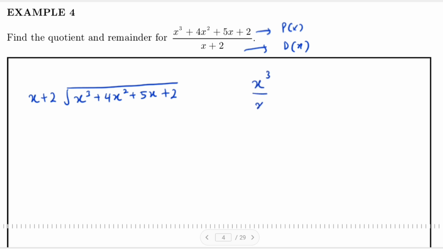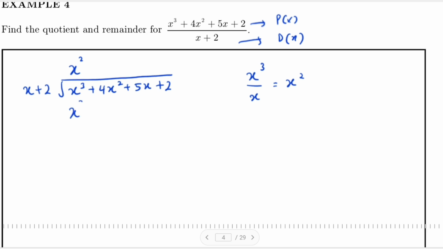So x cubed divided by x will give us x squared. So we know that when x squared multiplied with x will give us x to the power of 3, x cubed. And then x squared multiplied with 2 will give us 2x squared. Then this one we get 0. 4x squared minus 2x squared, we will have 2x squared. Bring down 5x.